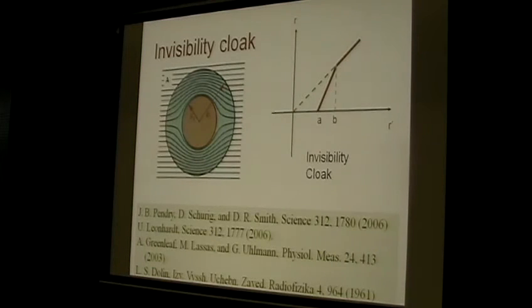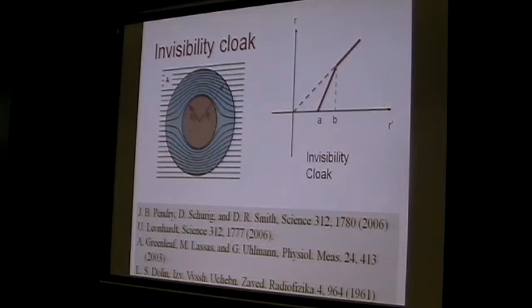So this is the transformation that takes a point r to a finite radius, and here you just match to the boundary. And with this transformation, okay, for the Kurzweil transformation, then you can achieve invisibility.